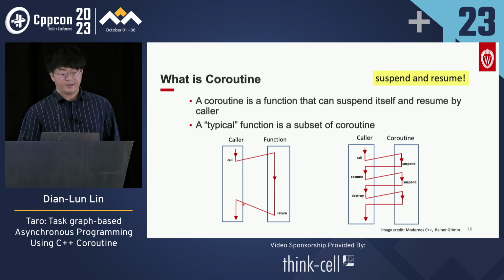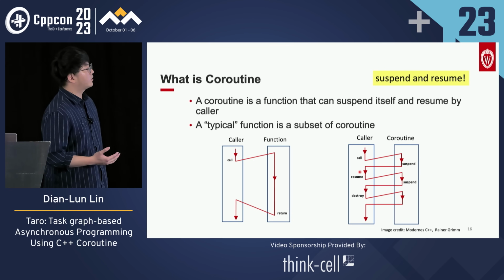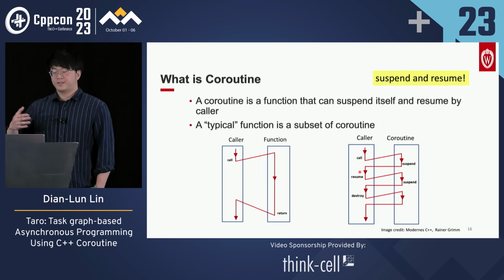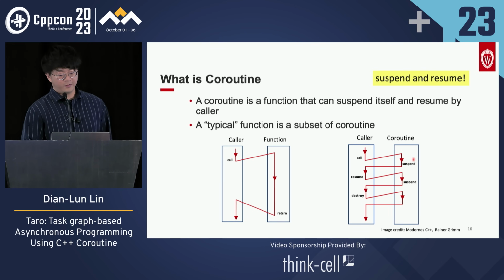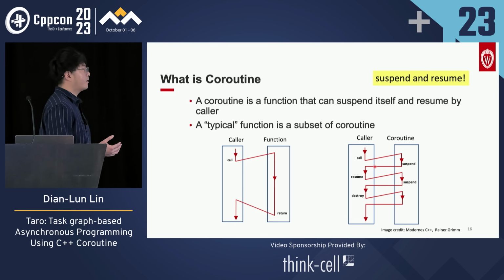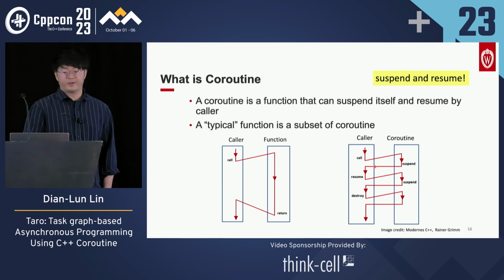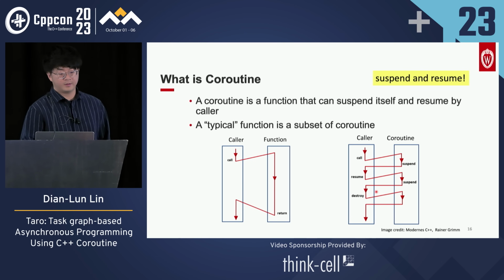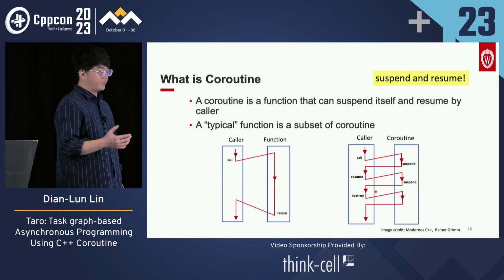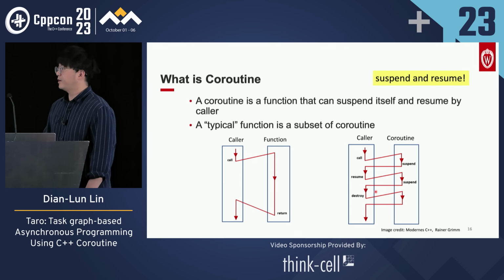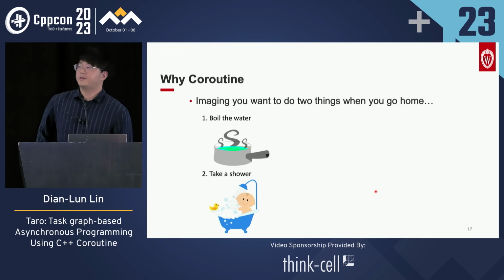On the other hand, if we have a coroutine, what we do is call a coroutine, the coroutine executes, and then suspends itself and goes back to the caller. After a while, the caller resumes it again, and so on and so forth. So a coroutine is a function that can suspend itself and be resumed by the caller. But why is coroutine the solution?